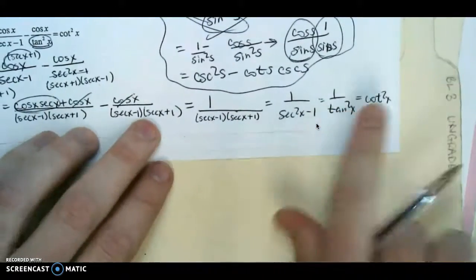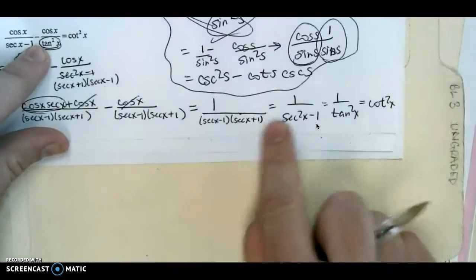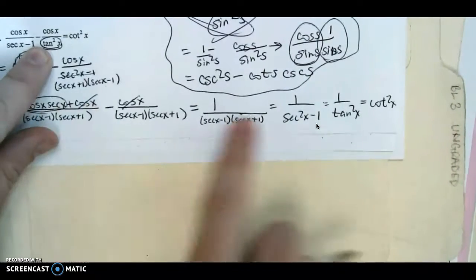So this is one of those cases where we had something we needed. We had to get rid of it and change it into secants and then get it back at the end. So we got rid of it and then we had to bring it back.